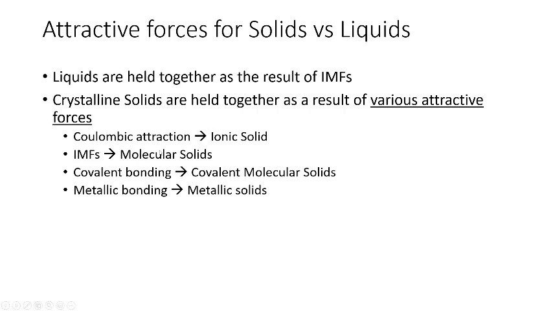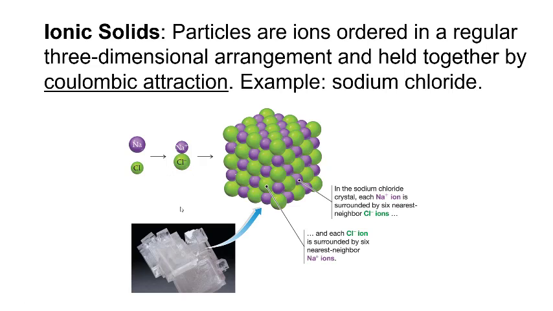That's Coulomb's law, Q1 times Q2 over d squared. We had that equation previously. Molecular solids are held together by intermolecular forces. Covalent network solids are held together by covalent bonding. And metallic solids are held together by metallic bonding. So let's take a look at each.